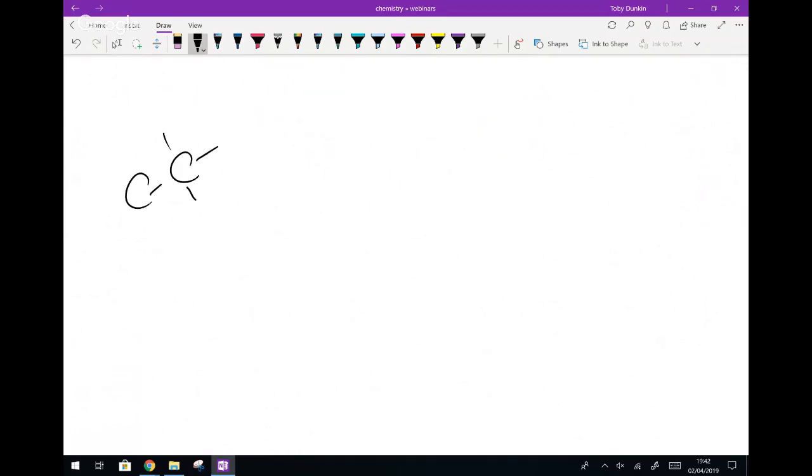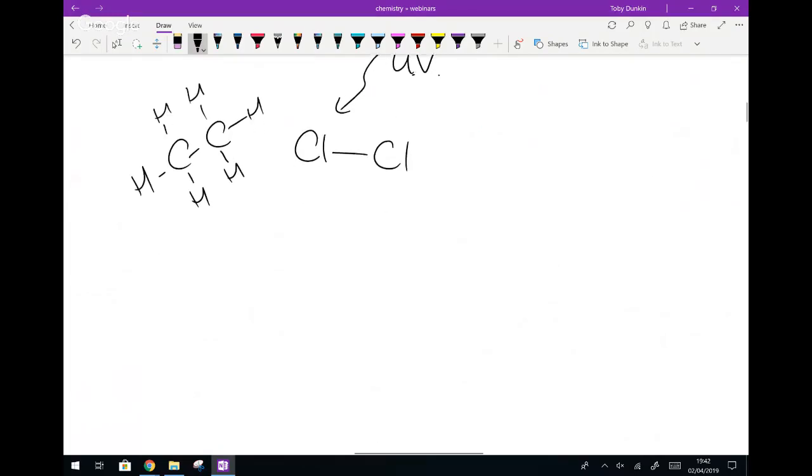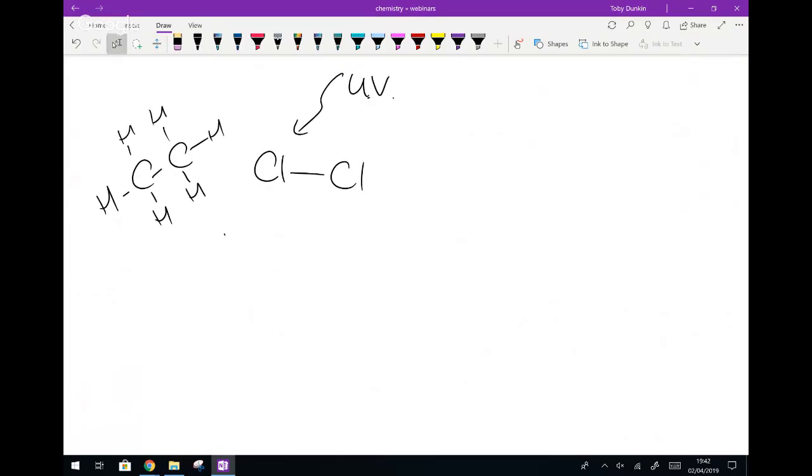Because substitution in the haloalkanes, I feel like I want to draw that again. Here is my ethane. I always like going back to my go-to guy. I'm going to add that to, let's do chlorine, and I hit this with UV light. UV light's needed, because without it, there's not enough energy to break the bonds, because alkanes are very stable.